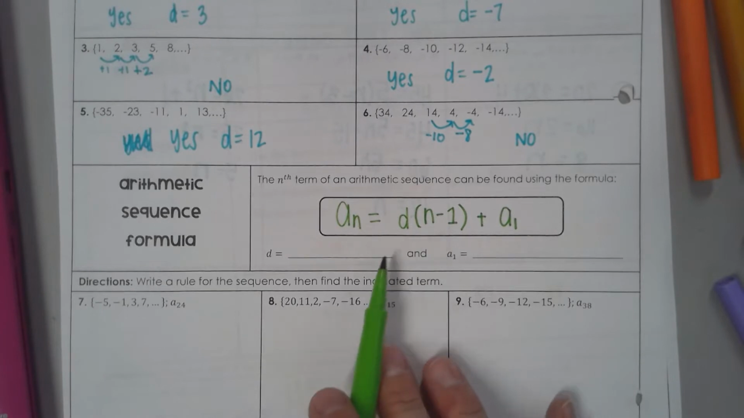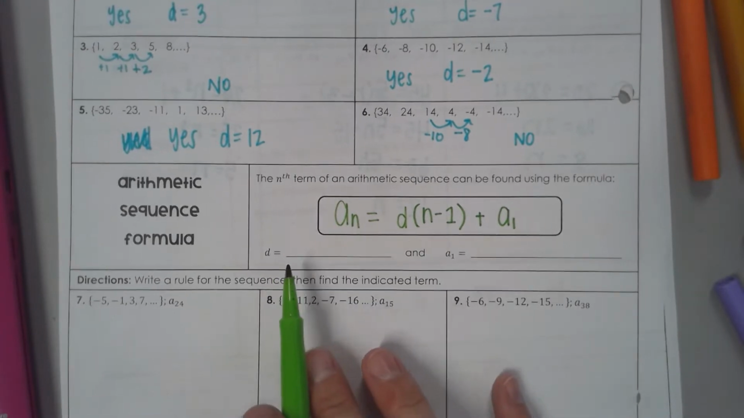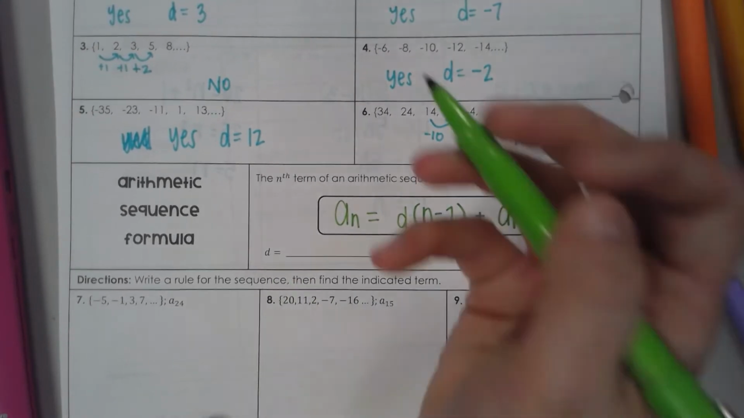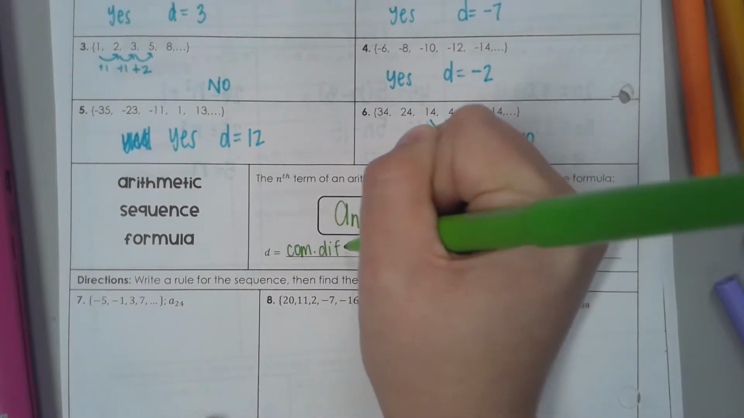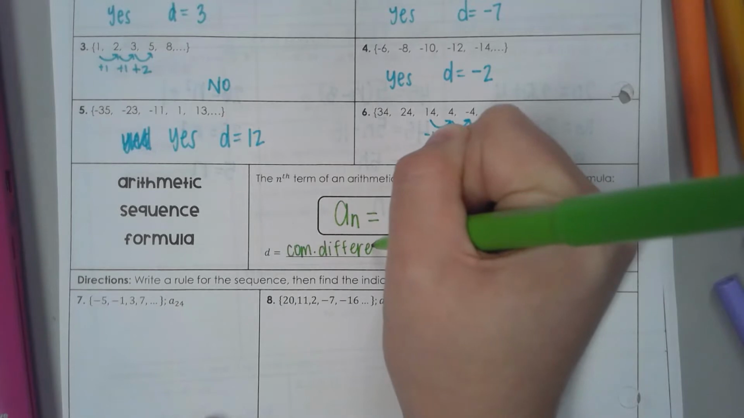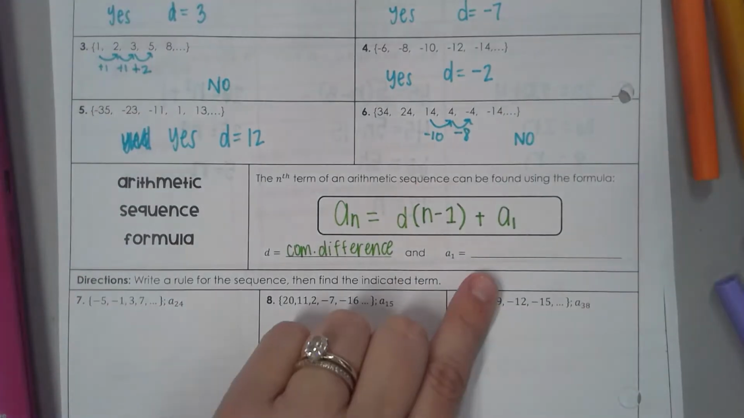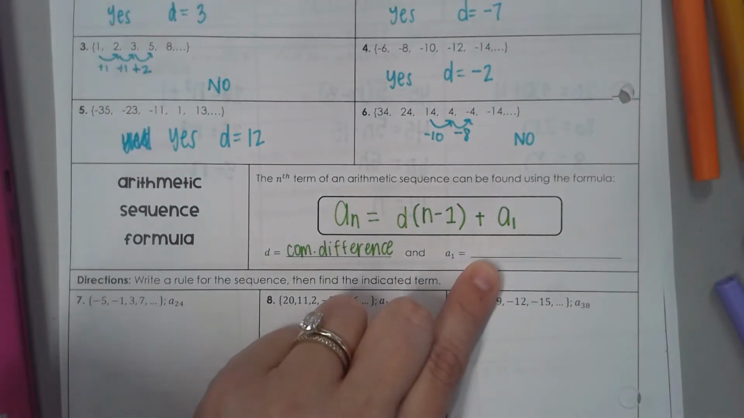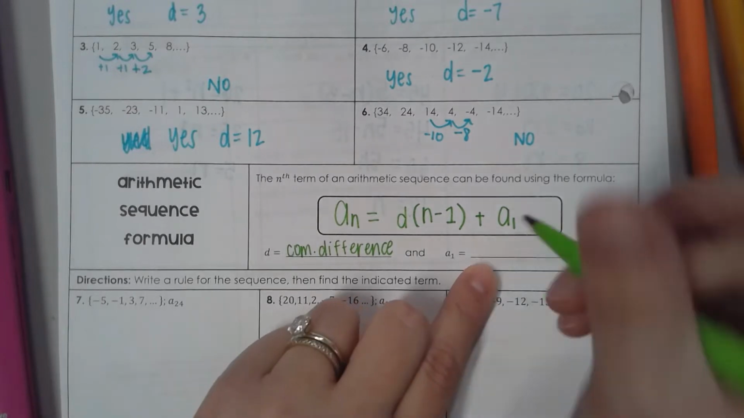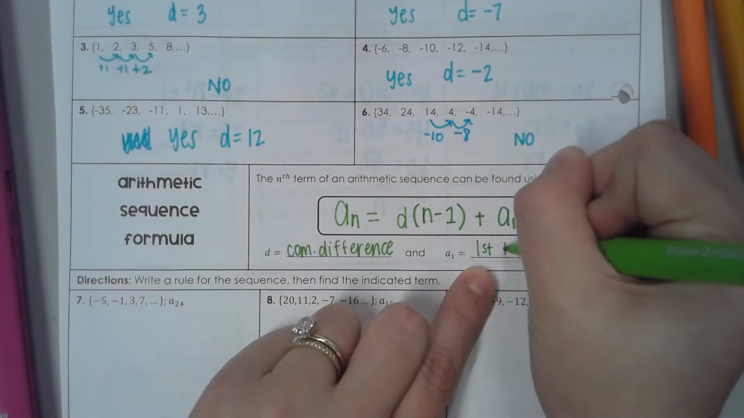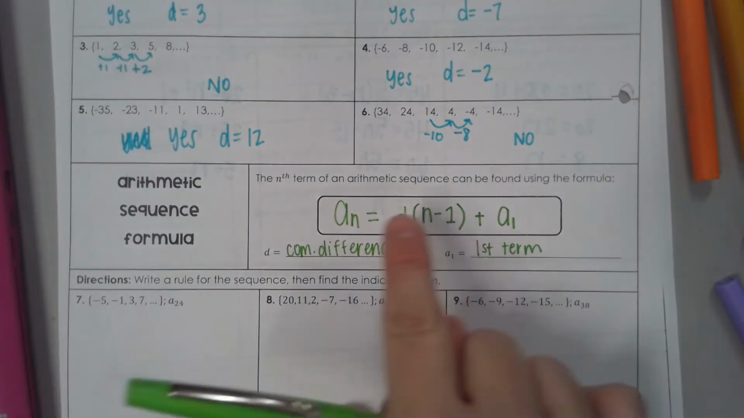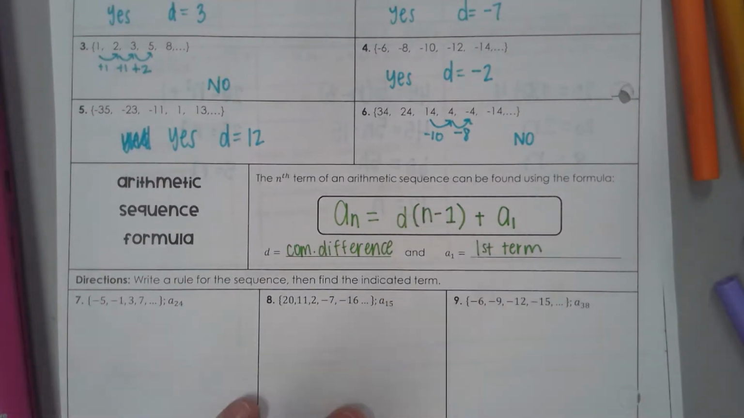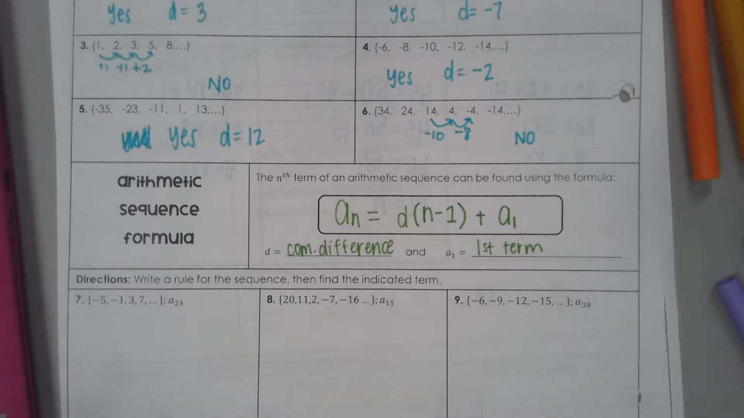So what does d represent? The common difference. What does a_1 represent? The first term. And then depending on which term I ask for, that's what you'll plug in for n. Okay.